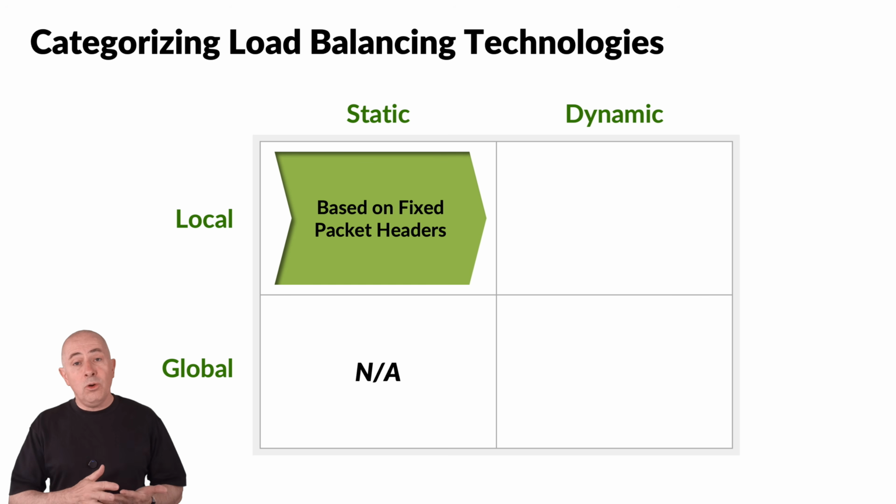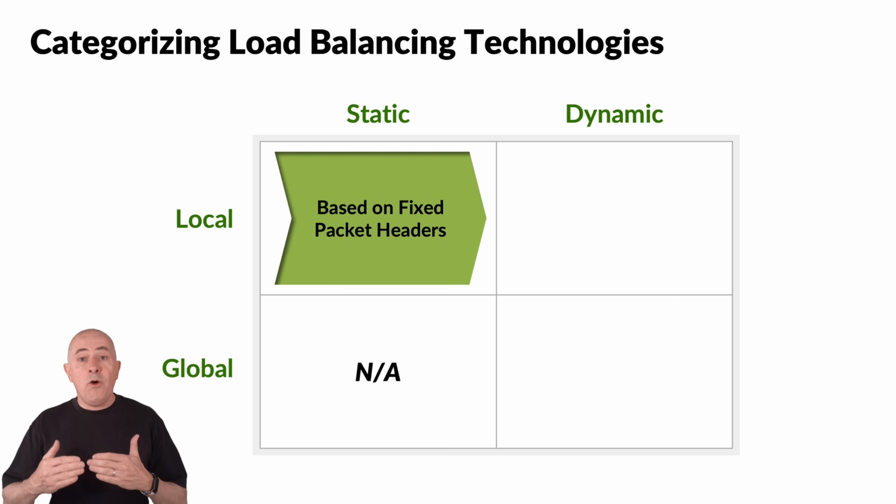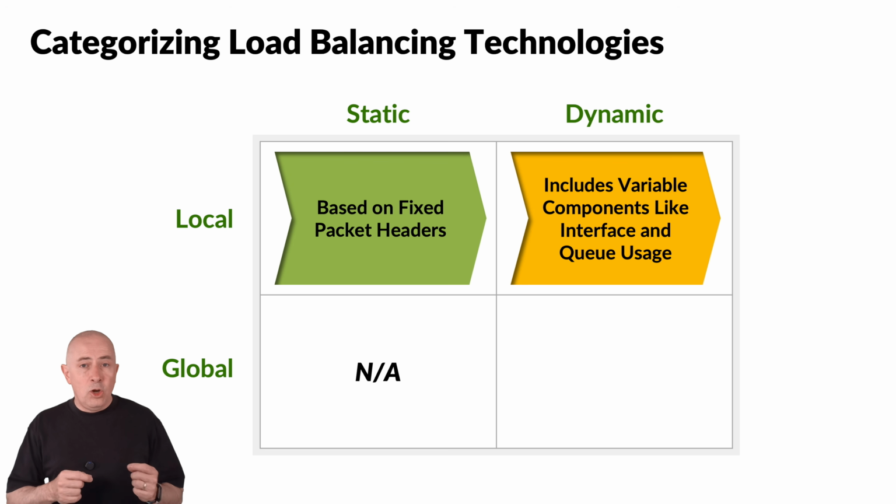First, the local and static. The forwarding decision is based on fixed fields present in the packet header or the payload. You certainly have heard about the term hashing. We'll come back on that very soon. Second category, local and dynamic. Here we will introduce additional real-time parameters to the forwarding decision.